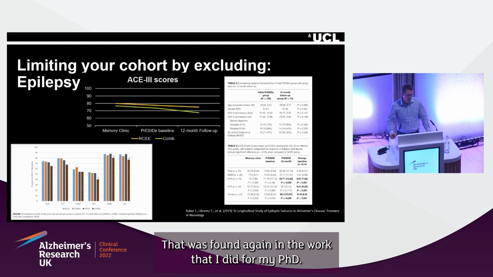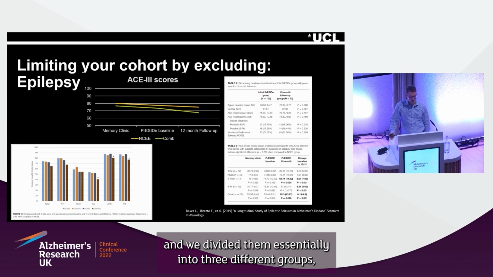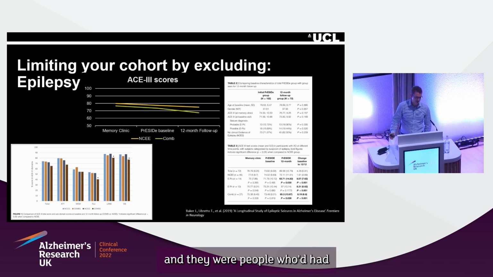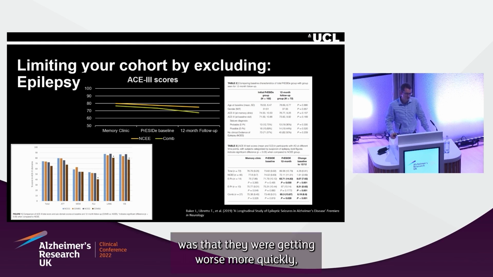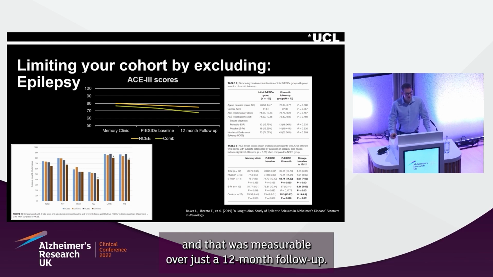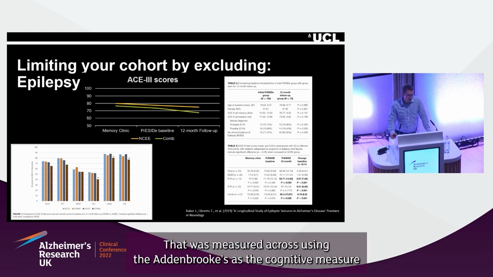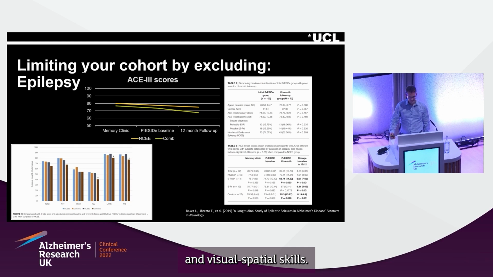And that was found again in the work that I did for my PhD. So we had a cohort of people that we got from the memory clinic, and we divided them essentially into three different groups. Those in whom we had no suspicion of epilepsy, those in whom we thought there was some suspicion, and those in whom we thought there was definite evidence. And they were people who had had at least 2 seizures that had been witnessed. And again, what we found here was that they were getting worse more quickly, and that was measurable over just a 12-month follow-up. That was measured using the Addenbrooke's as the cognitive measure, and particularly they were getting worse over measures of fluency, language, and visuospatial skills.